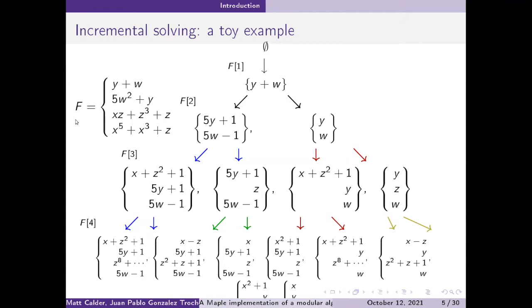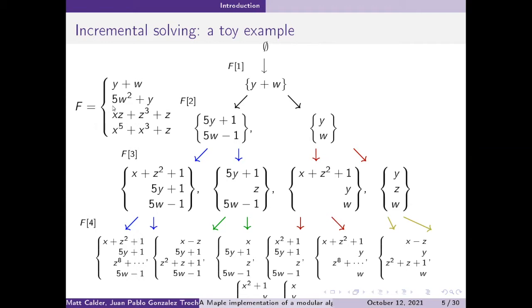Consider the system F of polynomial equations, and we want to solve this system. We start with the first one, y plus w equals 0. Then we take the second equation and use it to do more computations. We can see here that our computation is split. That means we try to solve the system with y plus w and 5 times w to the 2 plus y, and we see that our computation is split.